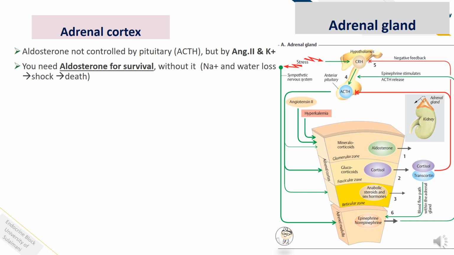So aldosterone, we can say it's also a critical hormone. We need it for survival, because it affects blood pressure and blood volume. How? Without aldosterone, a large amount of sodium and water is lost, causing shock and death. Because you know what's the function of aldosterone? It causes water and sodium reabsorption.